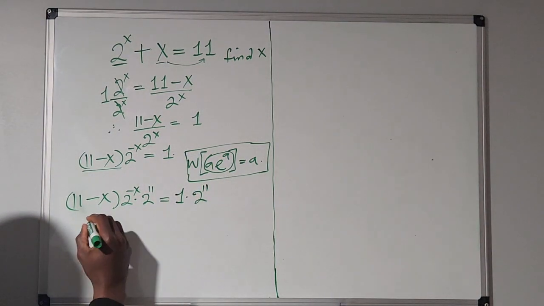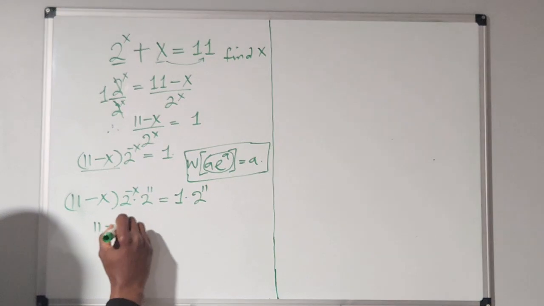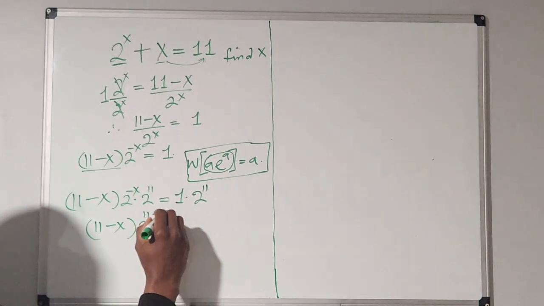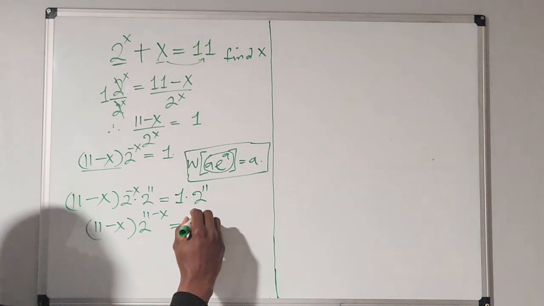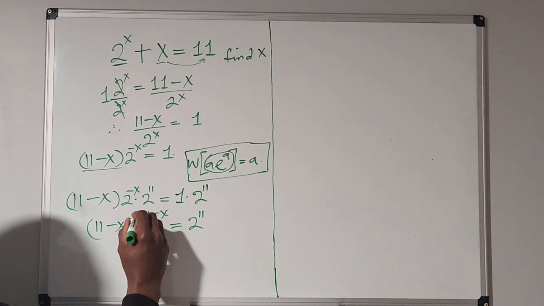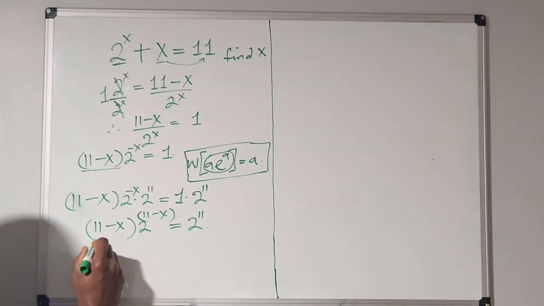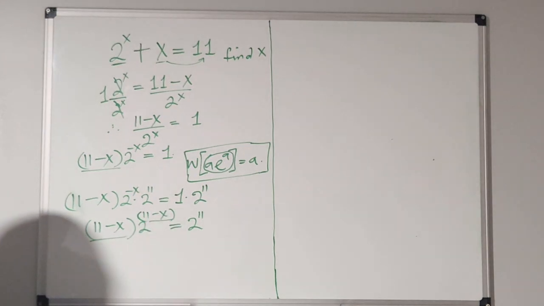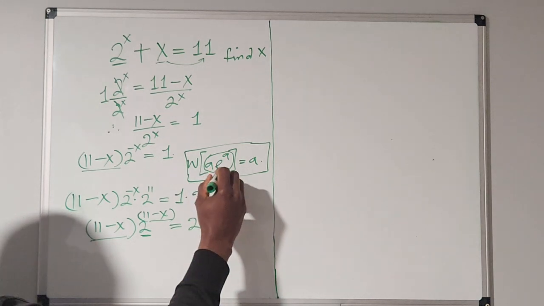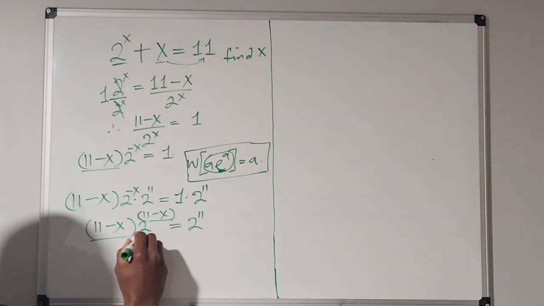So now when we rewrite this, it becomes 11 minus x, 2 raised to the power 11 minus x equals 2 raised to the power 11. Now this is very close. We have the same values there and there, but we have 2 instead of e. The equation says e, not 2.